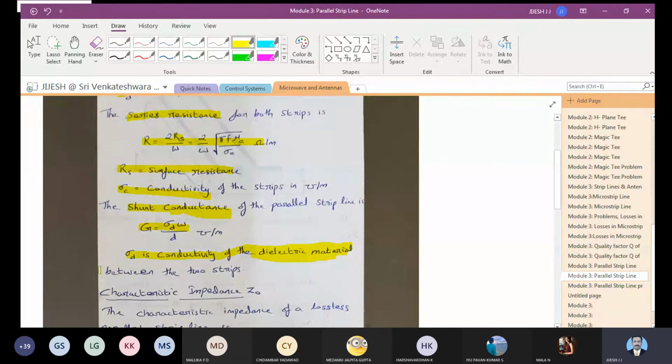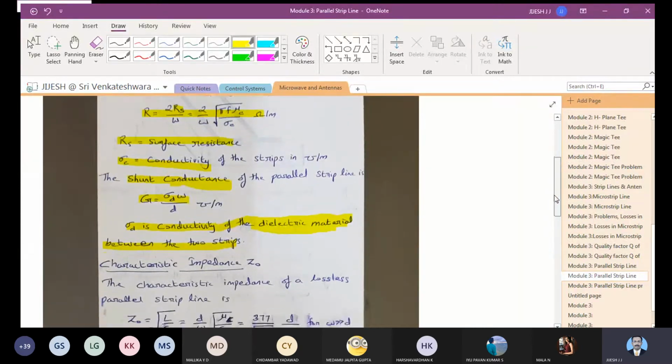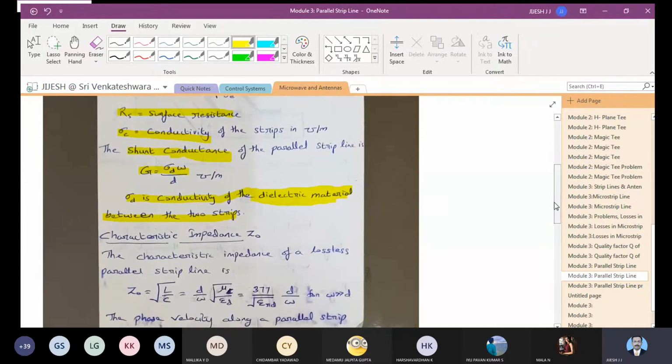Once you complete all these equations, we'll come back to them in the problems, where we will be substituting the values for W, D, and sigma, and finding out all these values for resistance, conductance, inductance, and capacitance. Once that is over, we'll focus upon the characteristic impedance of a parallel strip line.